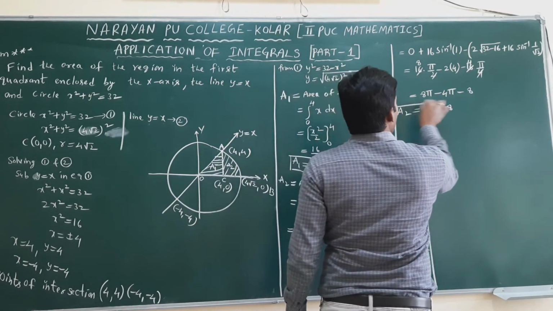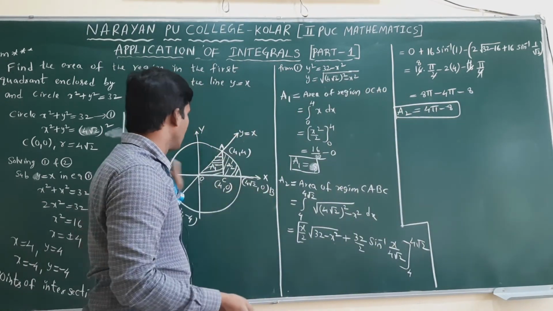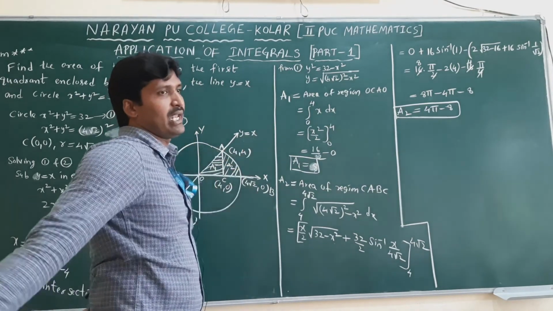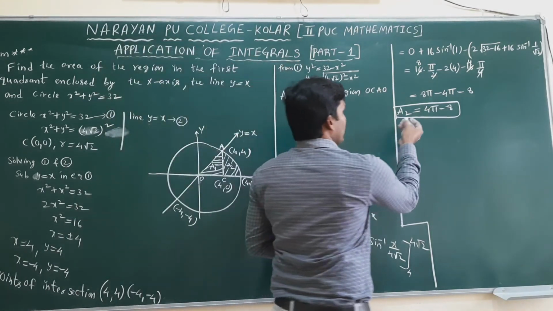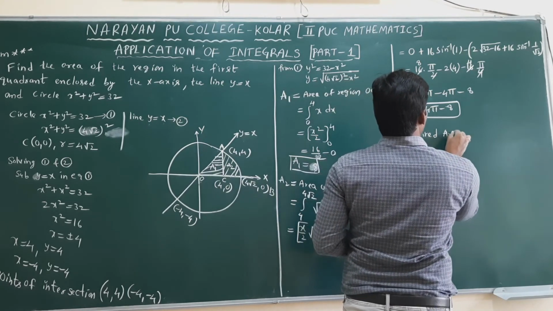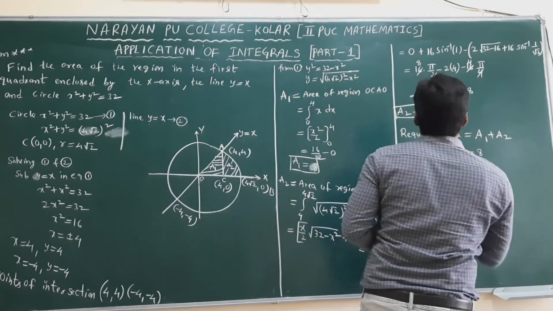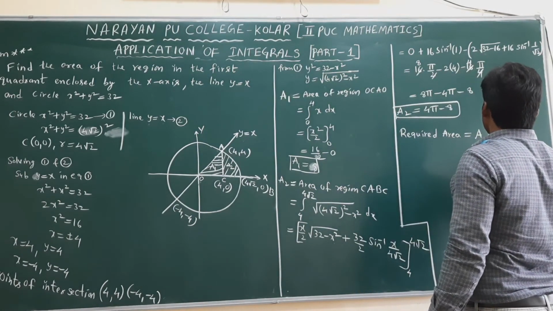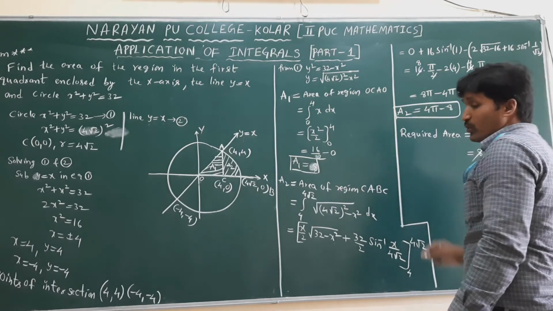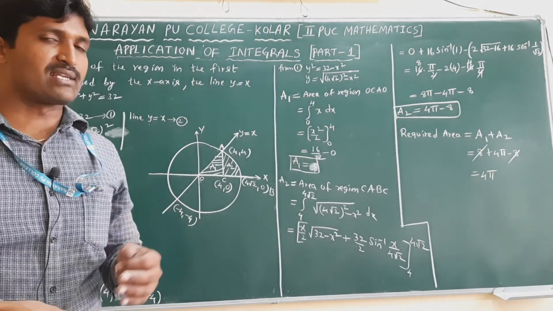This is A2, the second area. But we need the complete area, from where to where? From O to A, B, C, O is the total area required. How to find this area? By the sum of these two areas. By adding these two areas, we will get the required area. Required area equals A1 plus A2. A1 is 8 plus A2 is 4 pi minus 8. The 8 cancels. The answer is 4 pi. This is an important question for 5 marks, a guarantee question for the final exam.